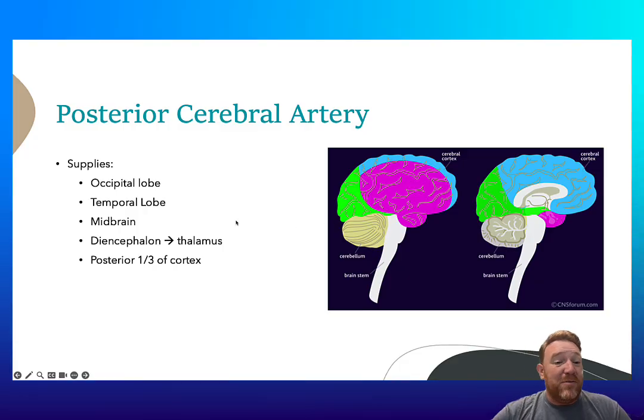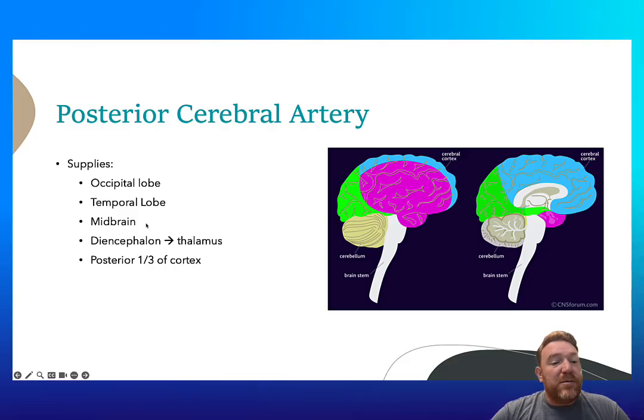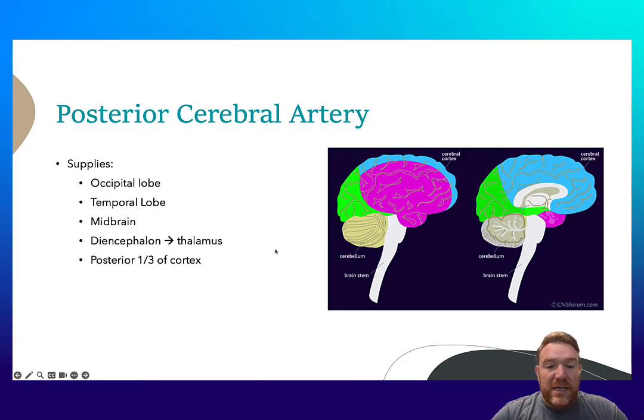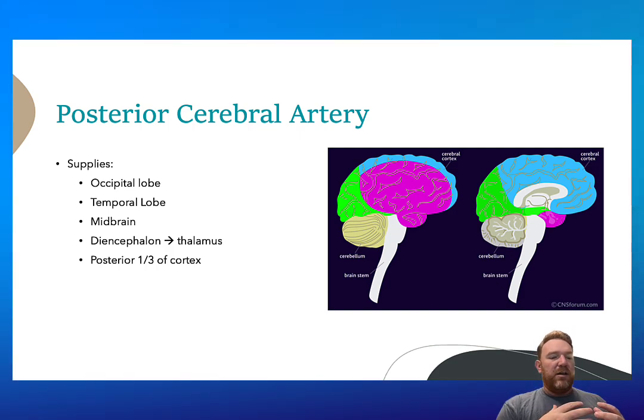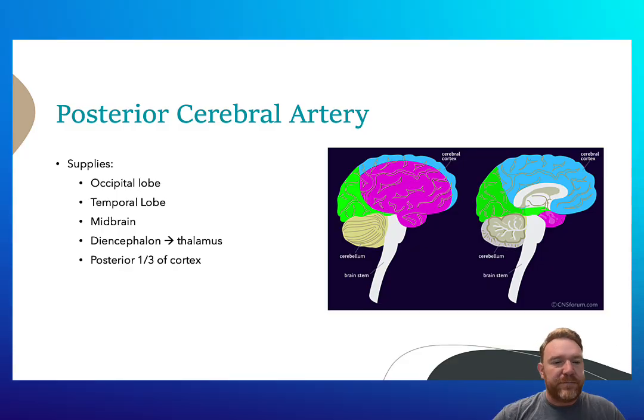Motor wise, we don't usually get a lot of problems with it. However, dependent on where the stroke is, we could have problems with the midbrain, the thalamus, the hypothalamus. And so you can end up with something called thalamic syndrome. And thalamic syndrome is where they are incredibly sensitive to touch, something called allodynia. So something that shouldn't hurt feels incredibly painful. They can also have problems with temperature regulation too, and a whole lot of other issues.